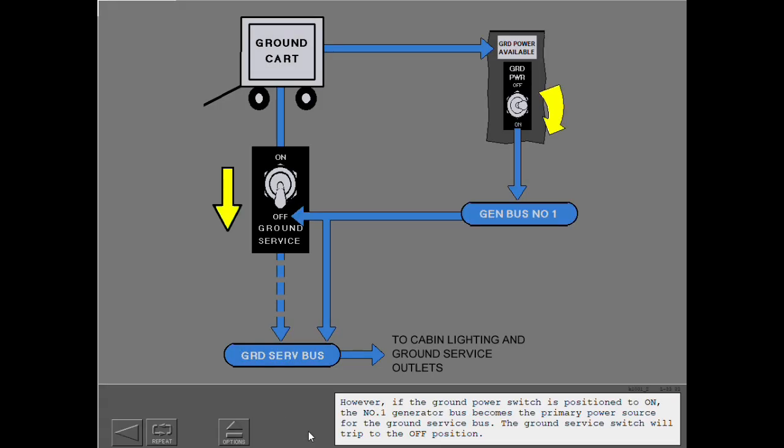However, if the ground power switch is positioned to on, the number 1 generator bus becomes the primary power source for the ground service bus. The ground service switch will trip to the off position.